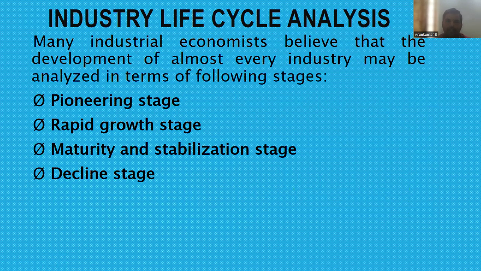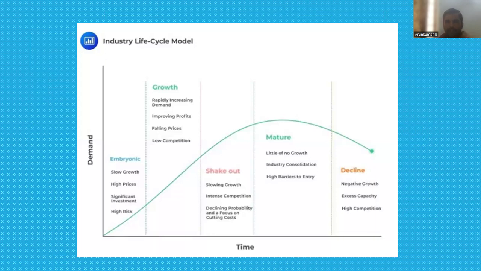Many industrial economists believe that the development of almost every industry may be analyzed in terms of the following stages. First one is pioneering stage, then rapid growth stage, maturity and stabilization stage, and decline stage. So this is the small graphic representation of the industry analysis model.